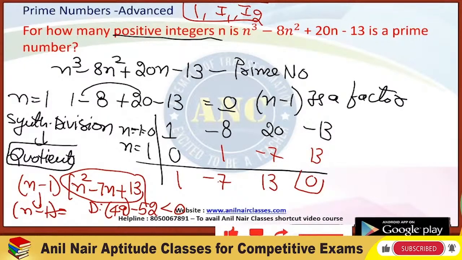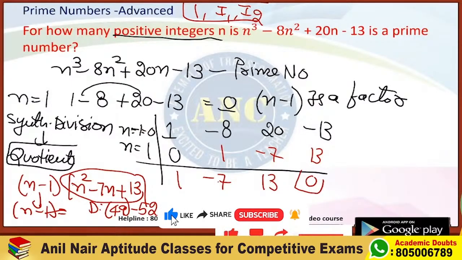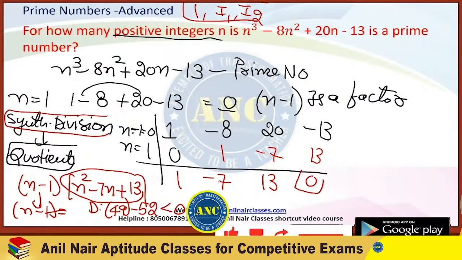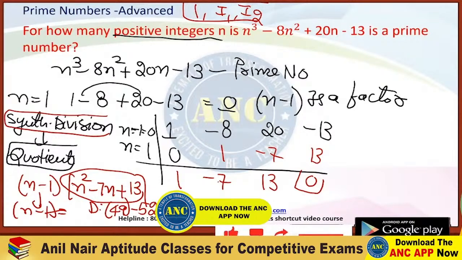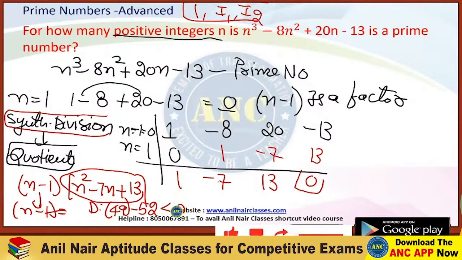n cube minus 8n square plus 20n minus 13. This is a cubic expression. He is asking how many positive integers n can take. n value 1: n minus 1 is a factor. Then do synthetic division. Synthetic division helps us in finding the quotient. Coefficients 1, minus 8, 20, minus 13. 1 plus 0, 1.